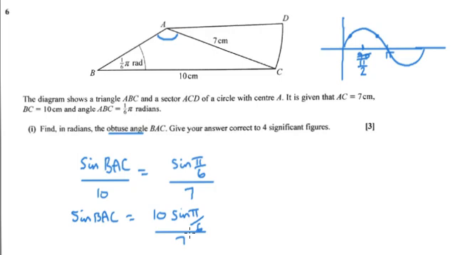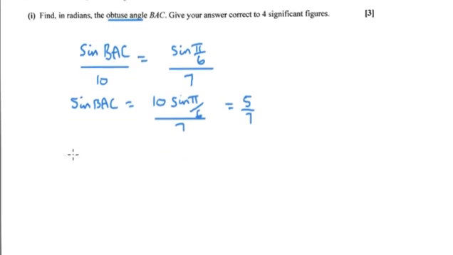Need to go back to radians. So 10 sine pi over 6 divided by 7 is 5/7. So if we now inverse sine that, that will get us, not BCA, BAC, but it will tell us an acute angle.